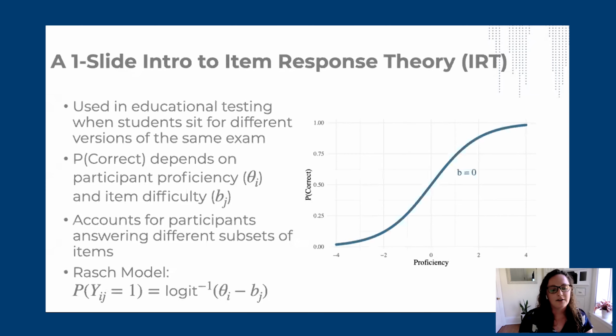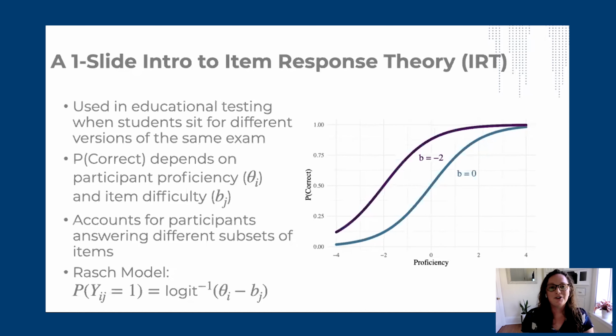And so what this looks like is really just a curve. Here I have shown you the probability of a correct response on the y-axis, proficiency on the x-axis, and this curve in blue represents a question. For this particular question, which has a difficulty equal to 0, we can see that as proficiency increases, so does the probability that you get the question right. And when proficiency is equal to difficulty, the probability of getting the question right is 0.5.